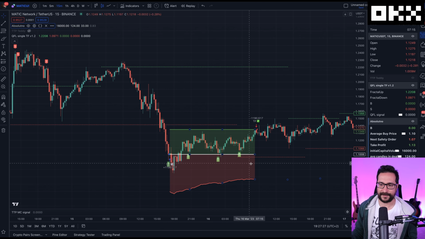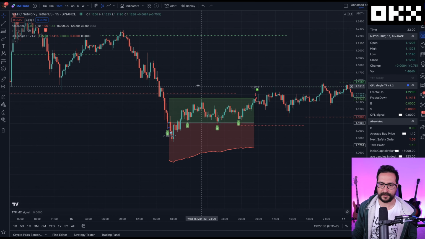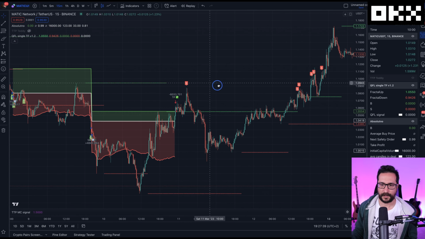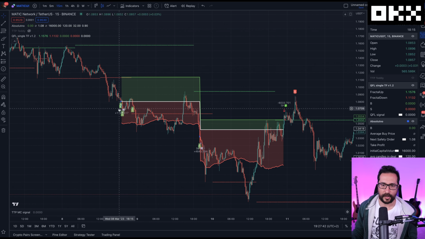We are using the signal from QFL to enter the deals whenever we break a base. And here we can find a good example of a base broken, entering one deal, and then the next base is plotted later, and we enter another deal there just to exit right after.